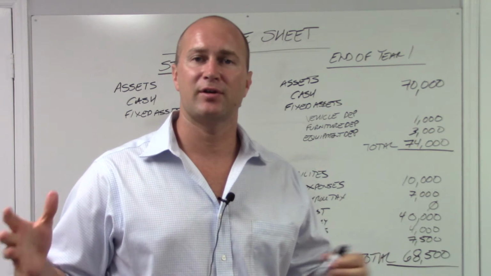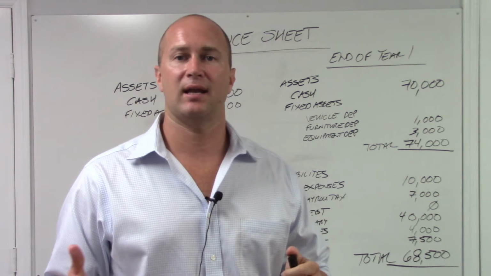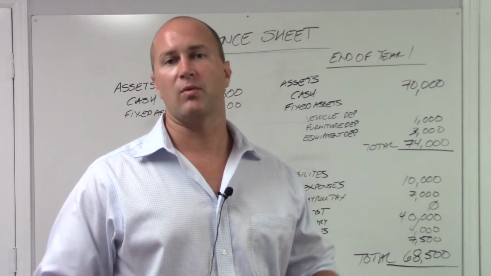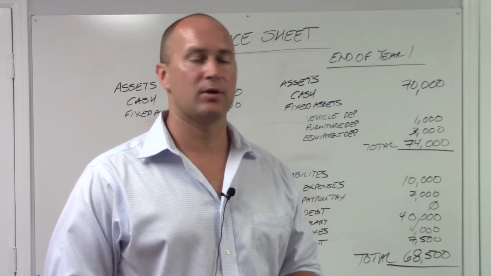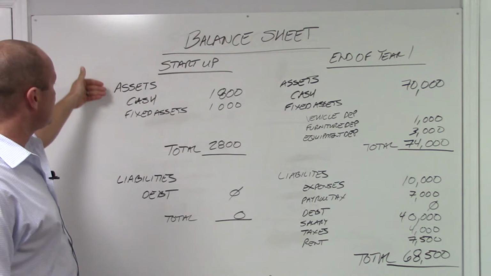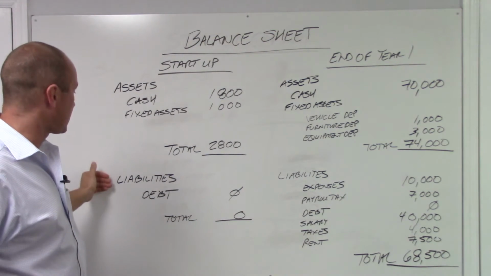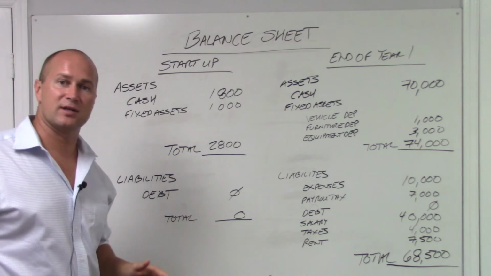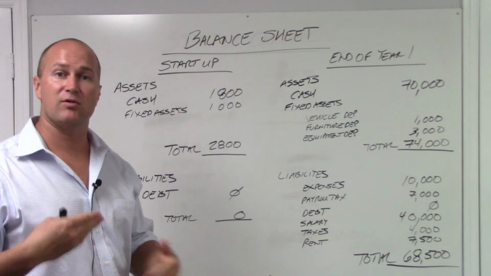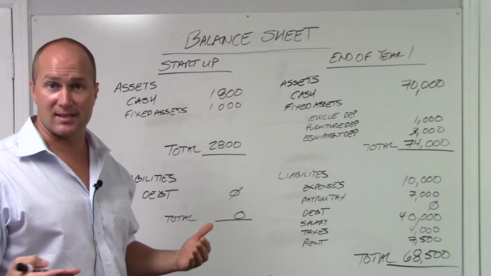So let's go over your initial balance sheet and your end of 1 year balance sheet if you use the 101 system, for example. Over here we have our startup balance sheet, and you have to know the difference between assets and liabilities. If you don't understand this, you can go to the money management playlist. I have some videos that go in depth on the difference between assets and liabilities.